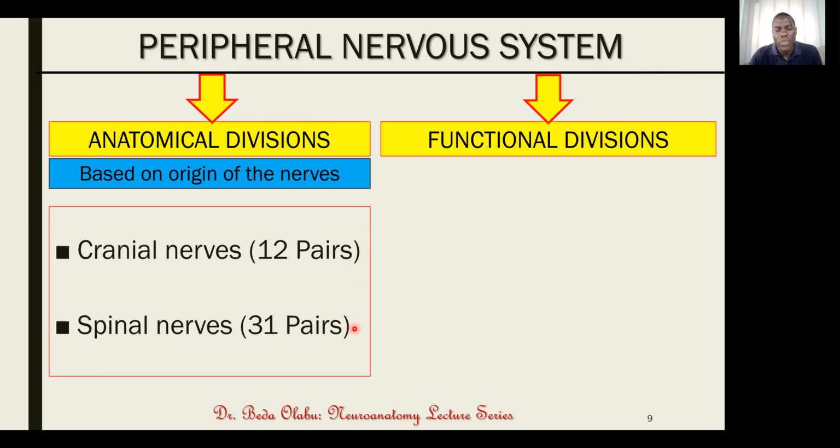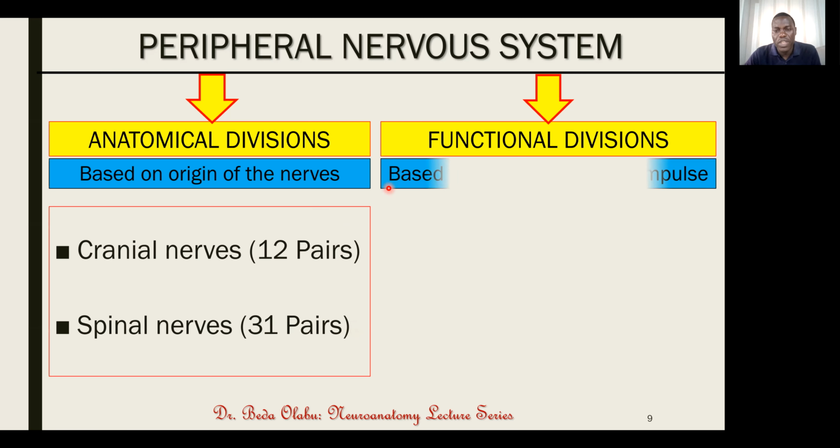If they come from the spinal cord, we call them spinal nerves. Now, cranial nerves are 12 pairs. We have 31 pairs of spinal nerves. Inasmuch as they are so many, they're the ones that are easier to name. Their naming system is much simpler than the cranial nerves. Again, I'll be teaching you their naming system much later when you look at the spinal cord. But for now, I want you to know that we have 31 pairs of spinal nerves and 12 pairs of cranial nerves. So that is the anatomical division.